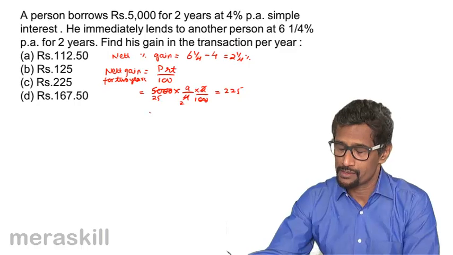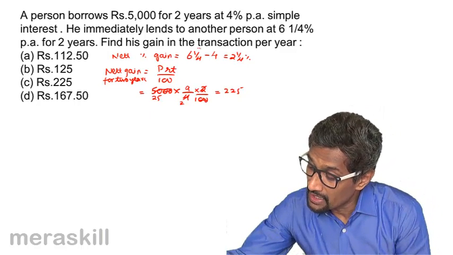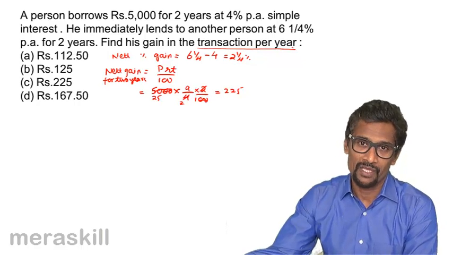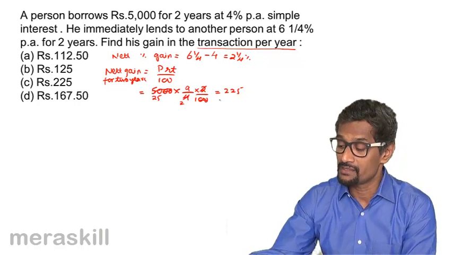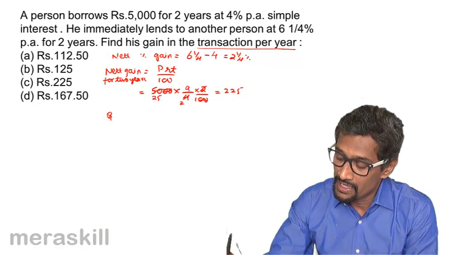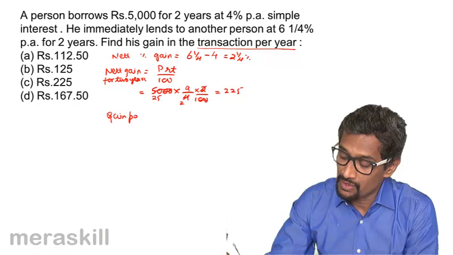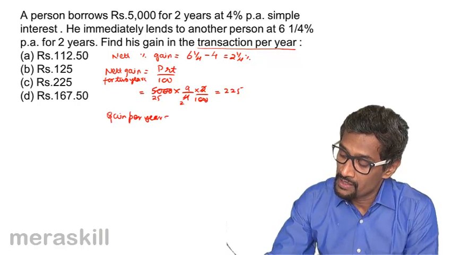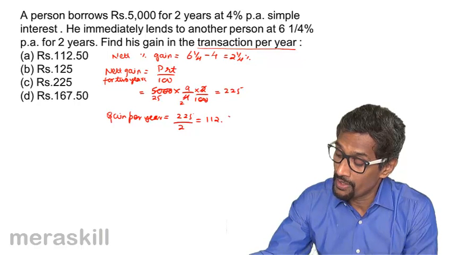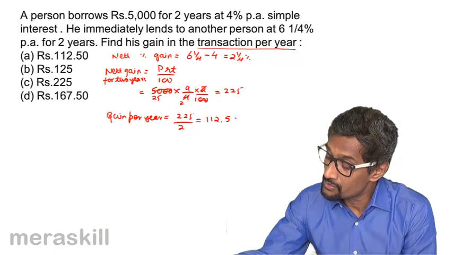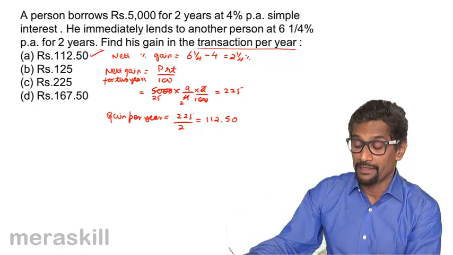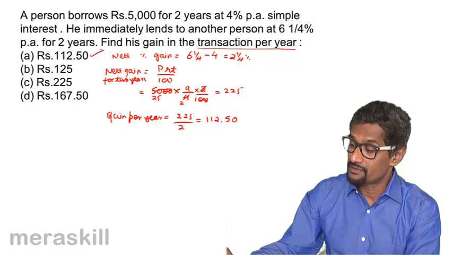This is for 2 years. But you have been asked, what is the gain in the transaction per year? Since simple interest remains the same throughout, every year it remains the same. If simple interest for 2 years is 225, so gain per year, which is nothing but the simple interest gain per year, is 225 upon 2, which is 112.5. So 112 rupees 15 paise is the gain that he makes per year.